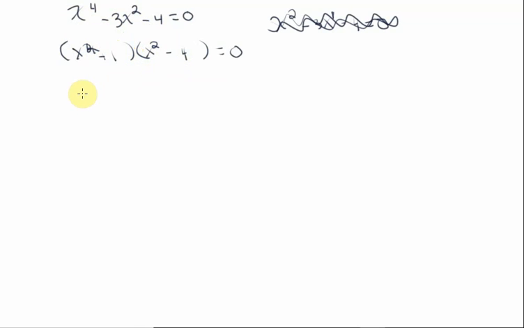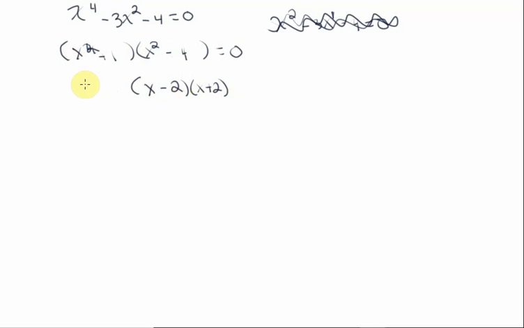So that's pretty awesome. So the next thing we look for is, hey, well then do these factor further? And the answer is this one does. Notice this is a perfect square minus a perfect square. So a difference of squares. So this one will factor into x minus 2, x plus 2.